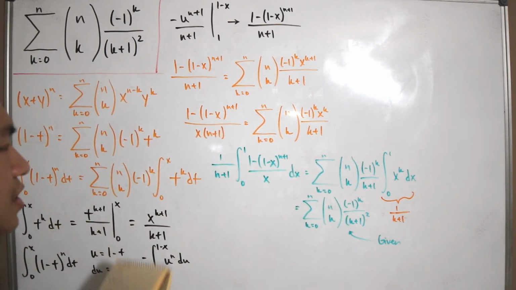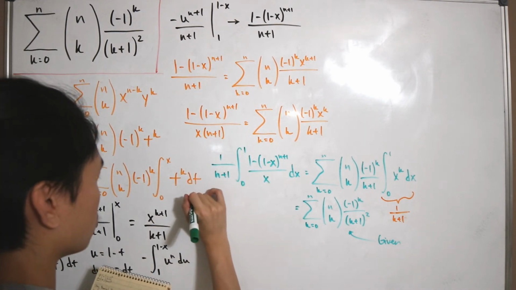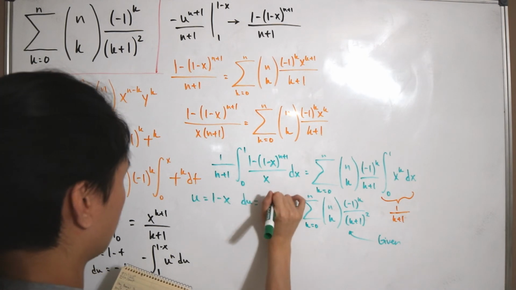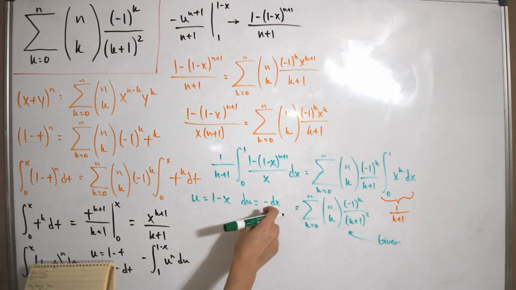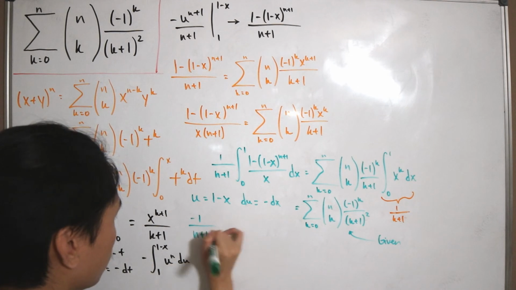This is a pretty easy integral to do. What we're going to do is apply u-substitution. Let u equal 1 minus x, and of course, du is equal to −dx. Then we just apply everything. Factor out the negative from outside, so I have a −1 divided by n + 1.